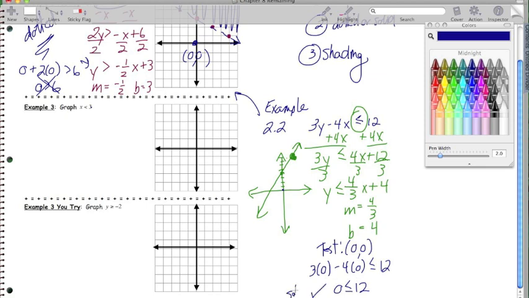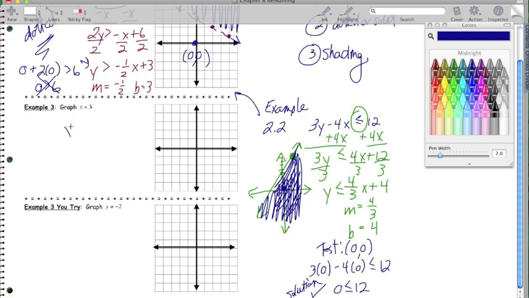This time we do have a solution. So whatever side that test point was on, that whole side gets shaded because it's part of the solution set. Okay? Then we shade the bottom there because that's where our test point was. Good job. All right, now we can come back to graph 3.